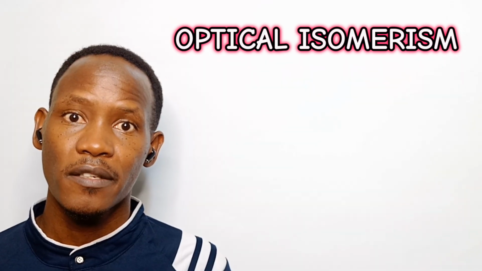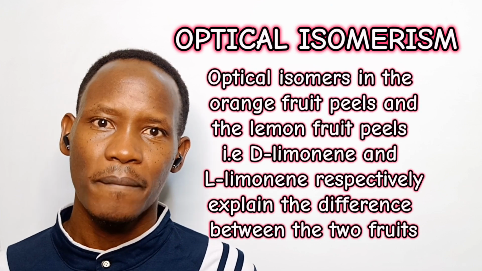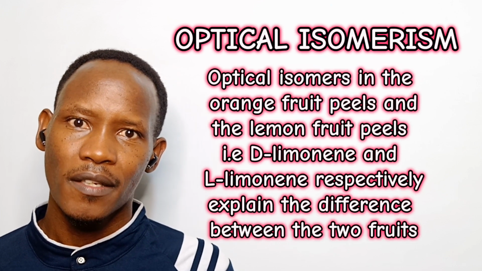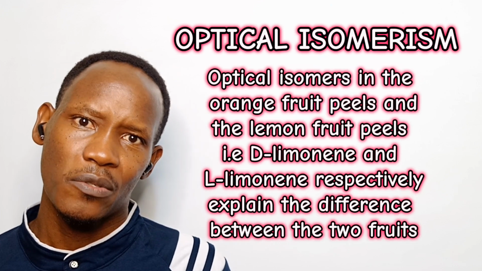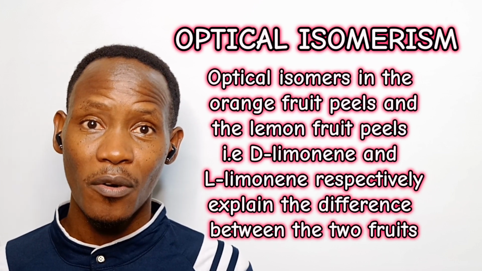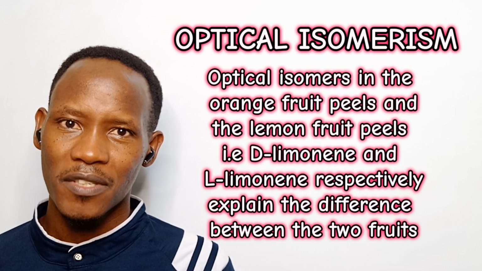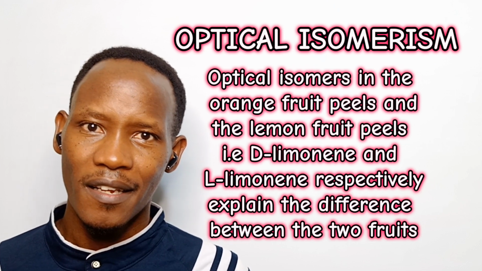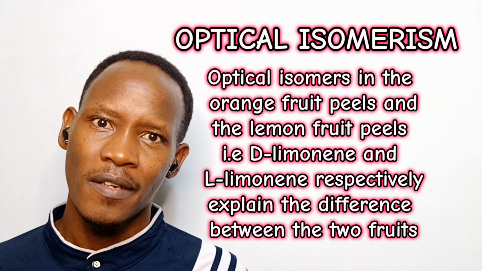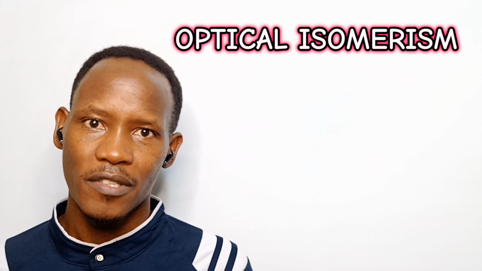Both the orange plant and the lemon plant may look the same. By this I mean the smell of their leaves is almost the same, and also the smell of the orange peel is almost identical to the smell of the lemon fruit peel. However, the two fruits are not the same. Now, the reason is simple.